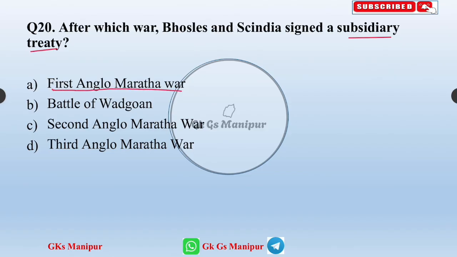Option number A, First Anglo-Maratha War. Option number B, Battle of Wedgwown. Option number C, Second Anglo-Maratha War. And option number D, Third Anglo-Maratha War. Option number C is the correct option.